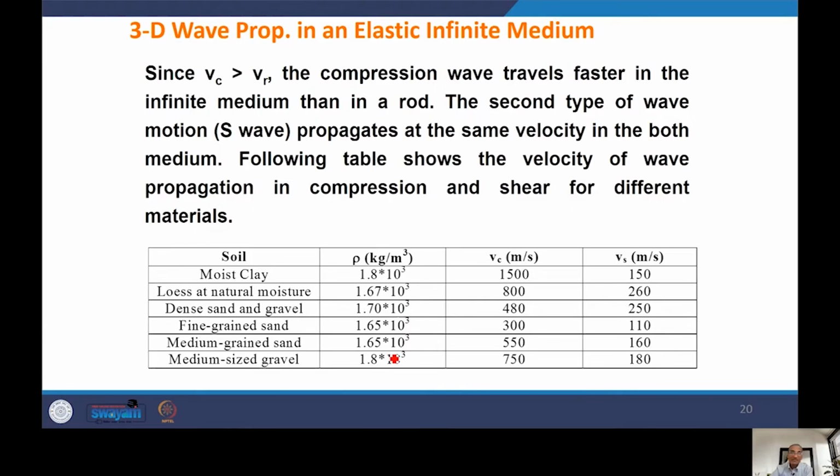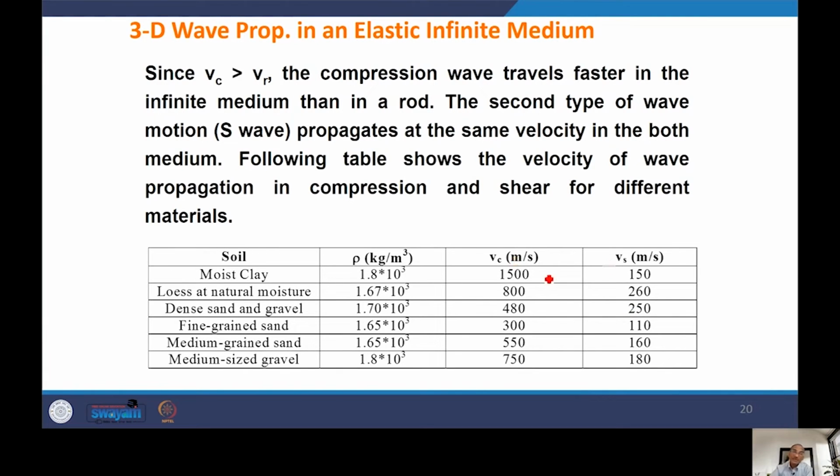With the mass density given here, for clay Vc is about 10 times Vs, but the minimum difference, if you look, is about 3 times here. In any case, the ratio will be more than root 2, that is 1.41. It cannot be less than root 2 in any case. So you can see almost 3 times difference here, and here the difference is less than 2 times in dense sand and gravels, 480 and 250. So that means it is okay.